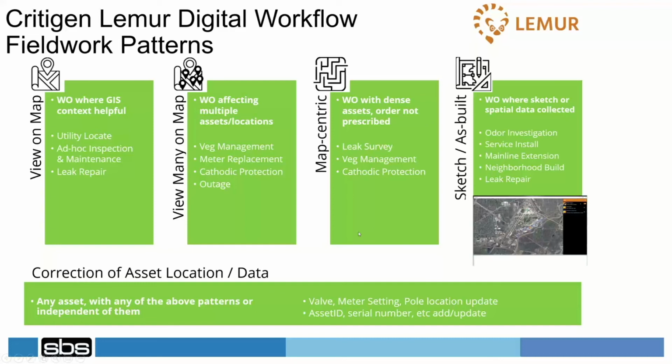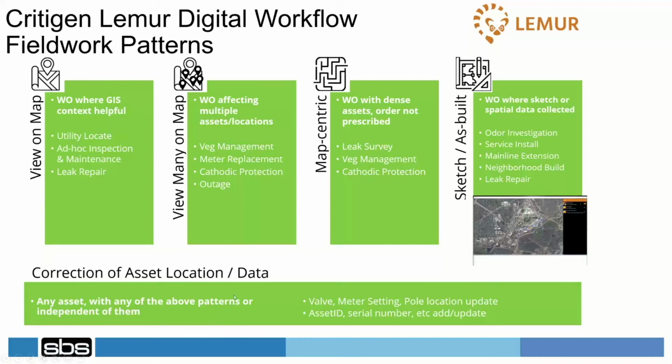Critigen supports different fieldwork patterns with Lemur. Some of them are obvious, like looking at the location of features. There is real flexibility, so there might be multiple work orders in this location, so you can zoom to a work order and see how many different designs are going on, or there may be a forestry work order and a design work order in the same area, and you will see both work orders on the map and can zoom back and forth from map to work order, from work order to map.